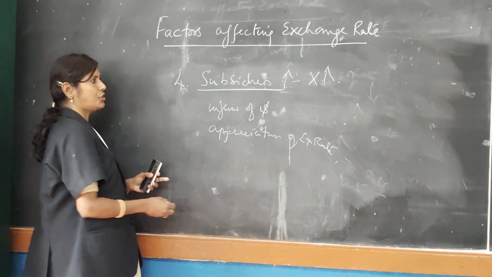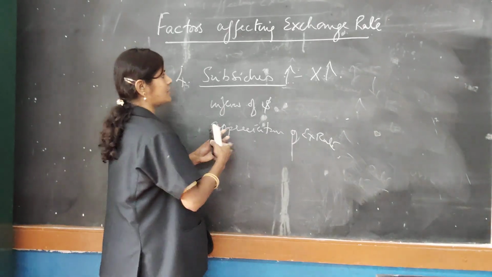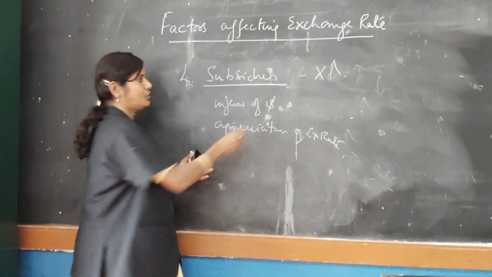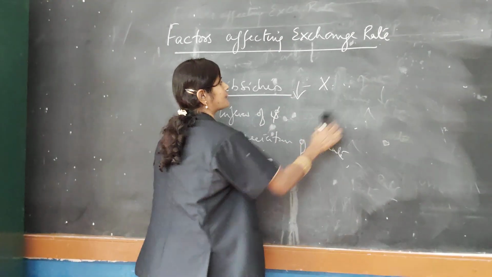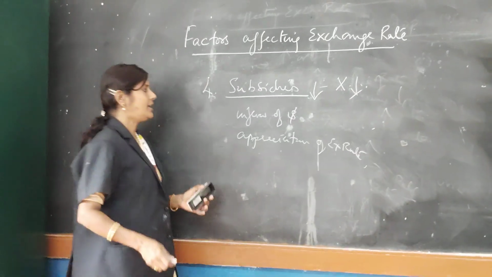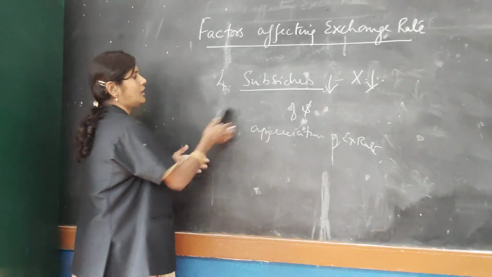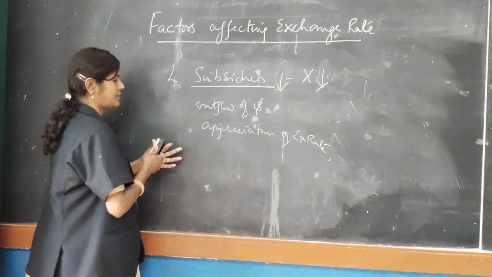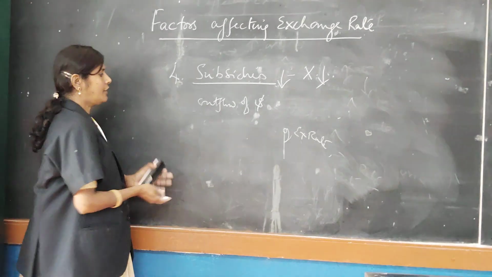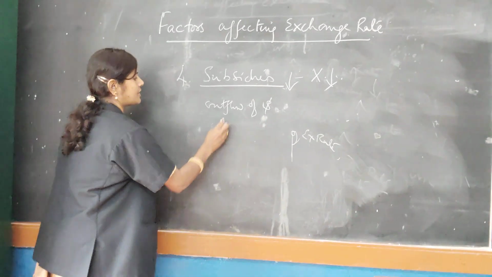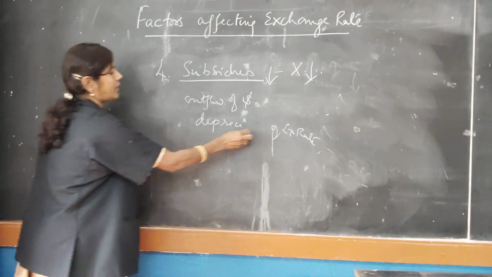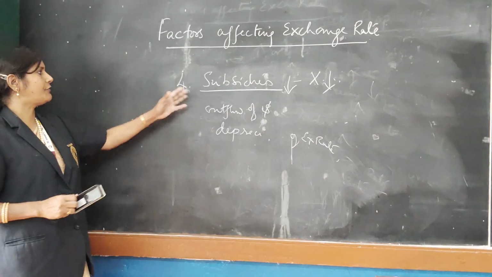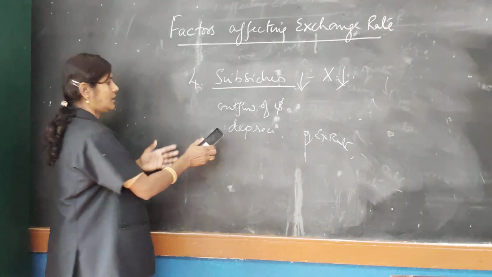So this is the effect, and vice versa. When the subsidies reduce, your export will reduce, and there will be an outflow of the dollars, and there will be a depreciation. So this is the effect. That is, there will be a depreciation of dollars. Okay. So this is the effect of subsidies on the exchange rate.